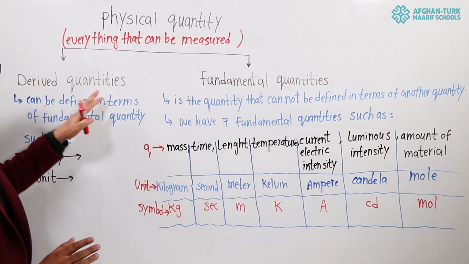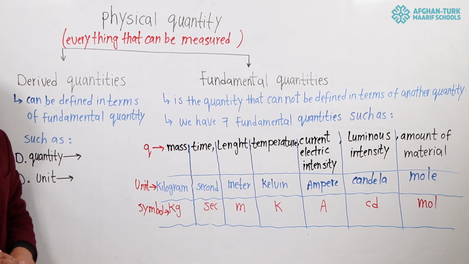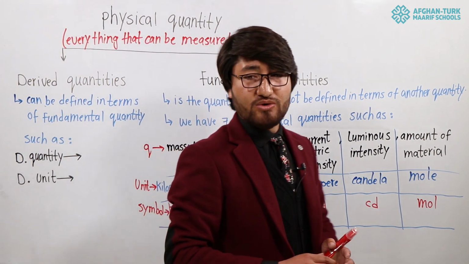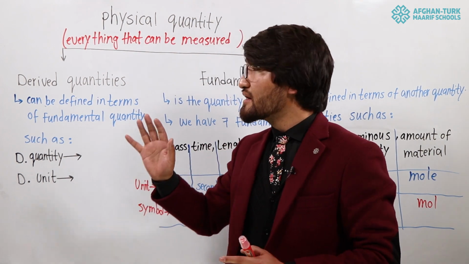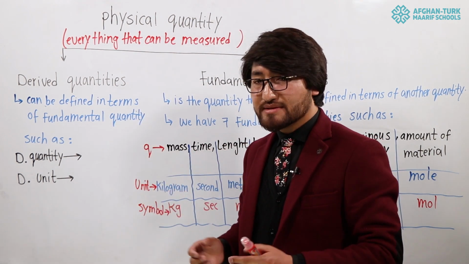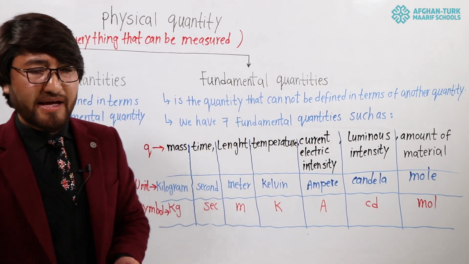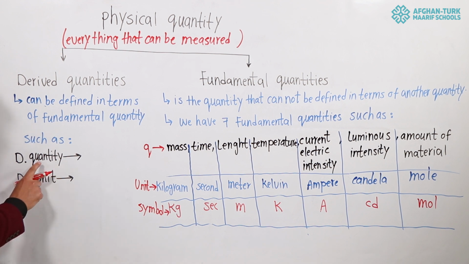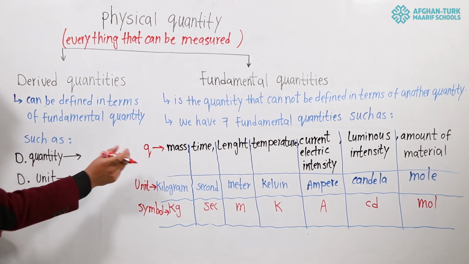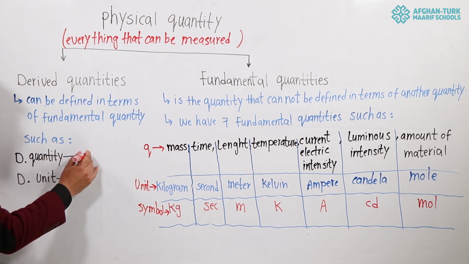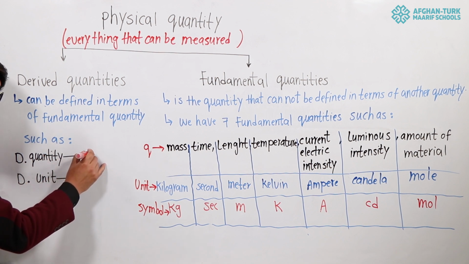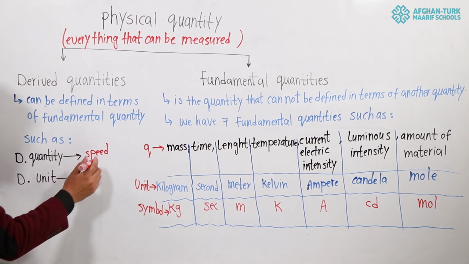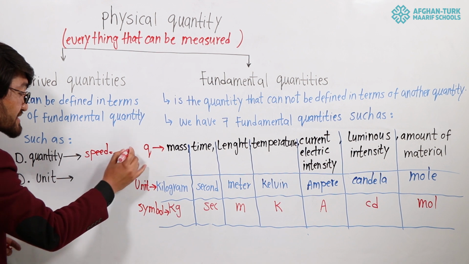Now we come to the derived quantities. Derived quantities can be defined in terms of fundamental quantities. It means they are not independent. Such as, here we have a derived quantity. What is a derived quantity? Speed. Speed is a derived quantity. Why? Because it needs another quantity to define.